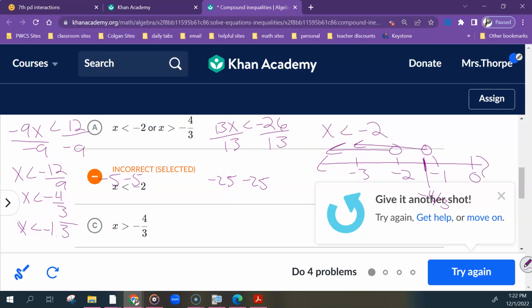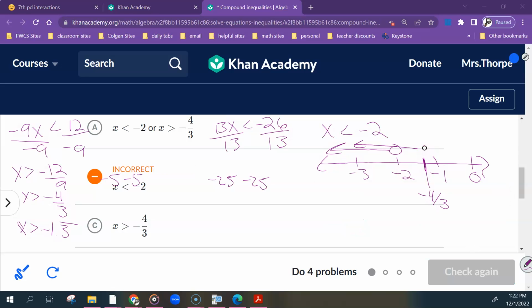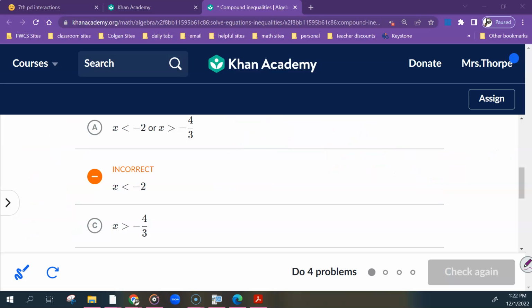I may have also not switched my sign when I divided. Okay, so let's try it again. Okay. So now that I've graphed it correctly, that was my bad. Do these overlap? No. So if they don't overlap at all and they're supposed to, that would be no solution.